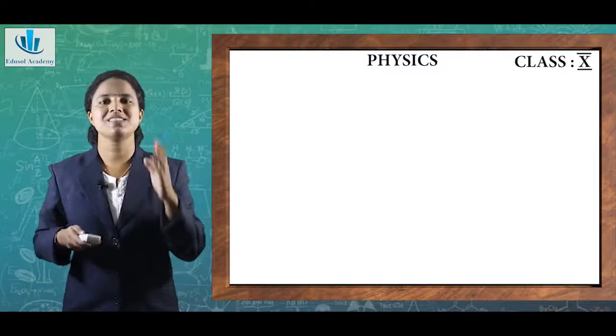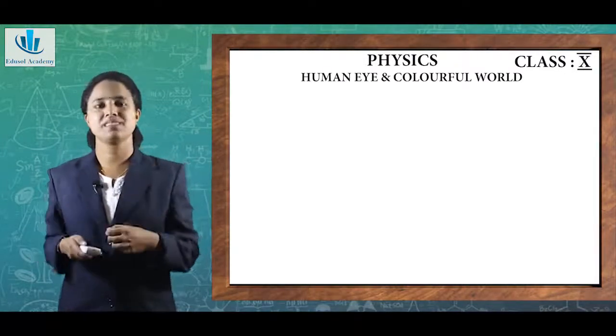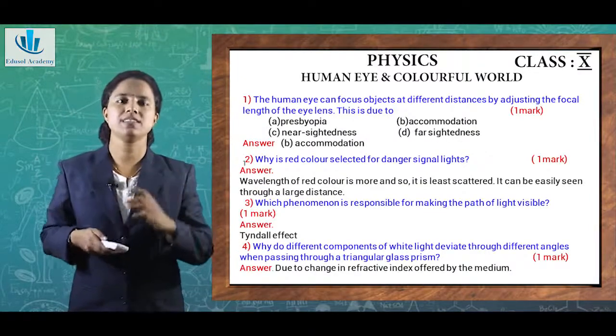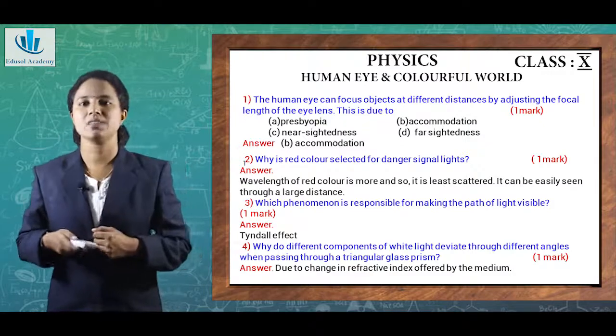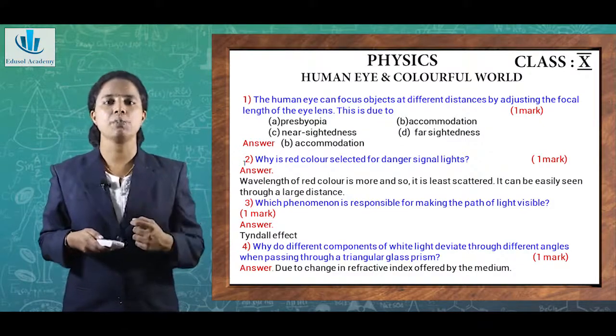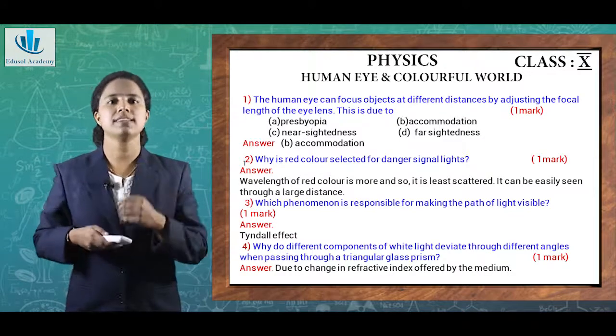So the relevant questions and answers of Human Eye and Colourful World are being discussed. The first question: the human eye can focus objects at different distances by adjusting the focal length of the eye lens. This is due to option A, presbyopia, B, accommodation, C, nearsightedness, and D, farsightedness.